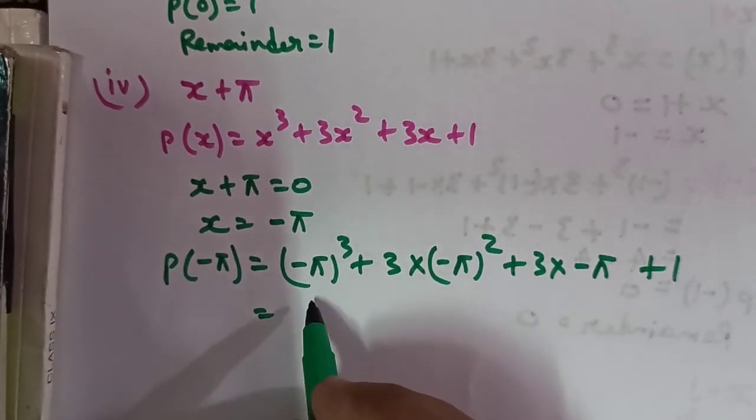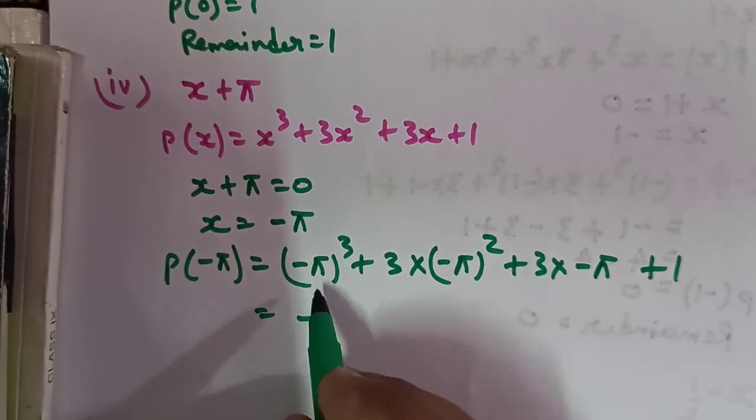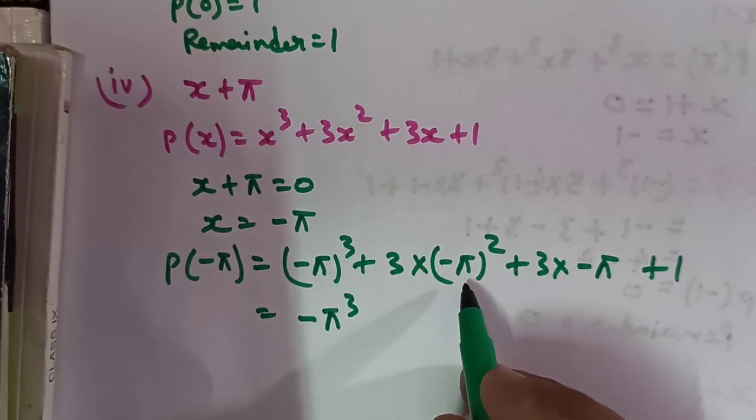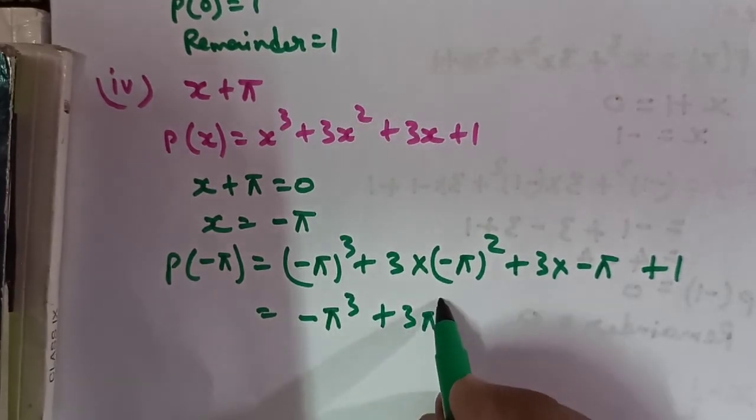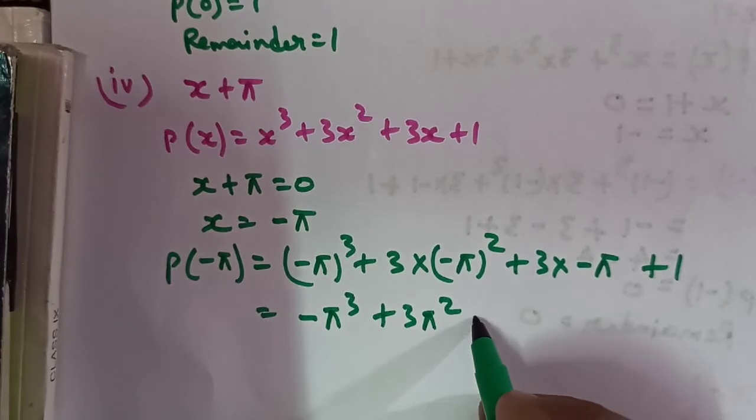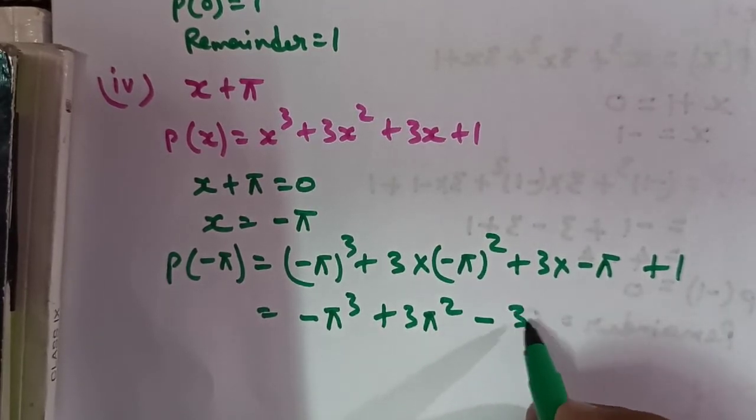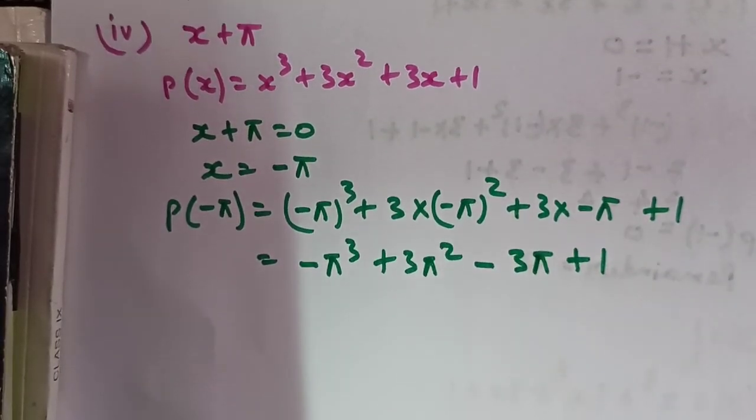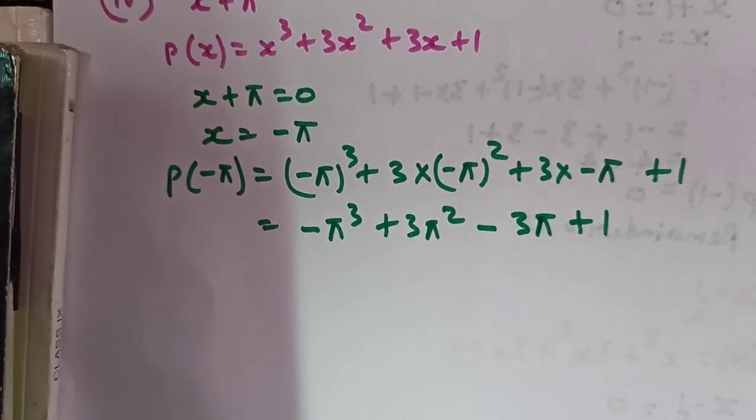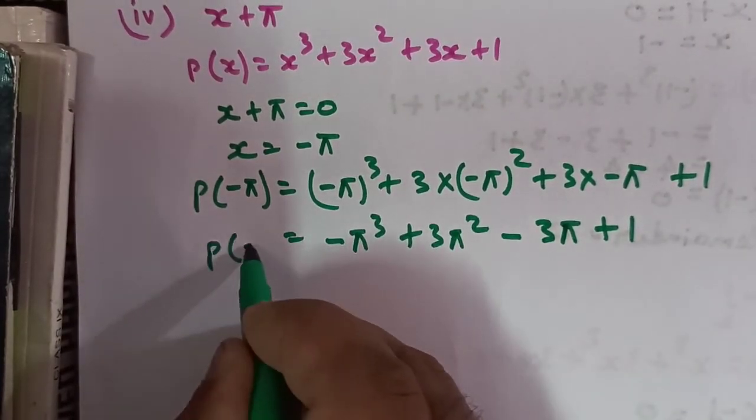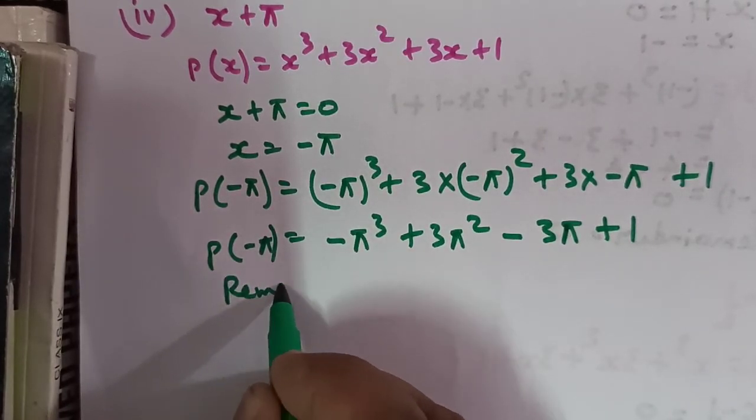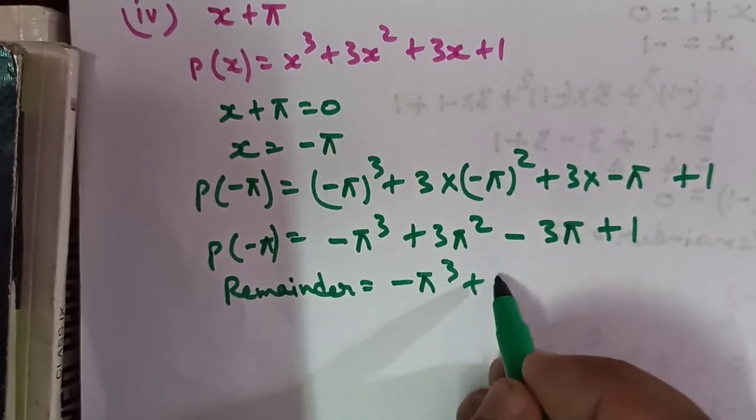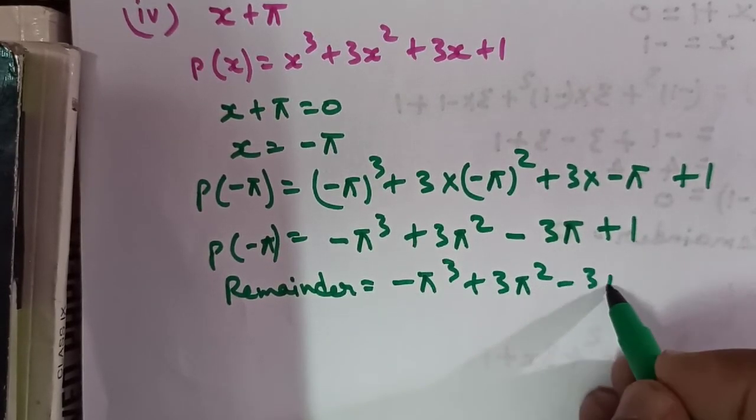So minus pi whole cube will be minus pi cube, and minus pi whole square will be pi square, times 3, that is 3 pi square, and minus into plus is minus 3 times pi will be 3 pi, plus 1. Okay, so this is how you will calculate the value of remainder. So the value of the remainder here is minus pi cube plus 3 pi square minus 3 pi plus 1.